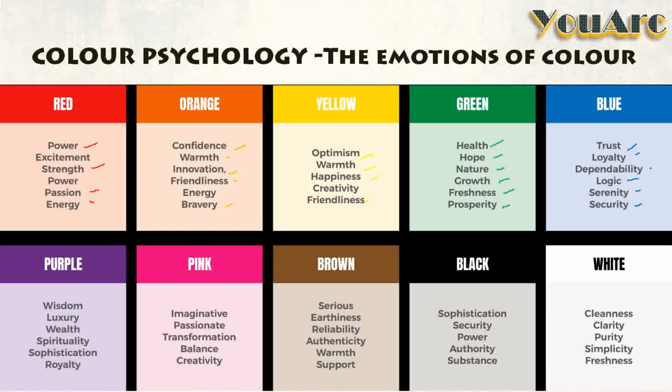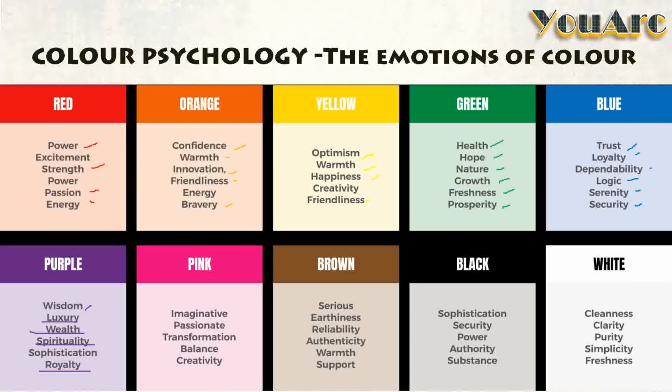So let's talk about purple. Purple gives us wisdom, luxury, wealth, spirituality, and royalty. So the question can be asked like this: which color helps you to get the emotion of royalty or gives you emotion attached with royalty? The answer is purple. So let's see about pink.